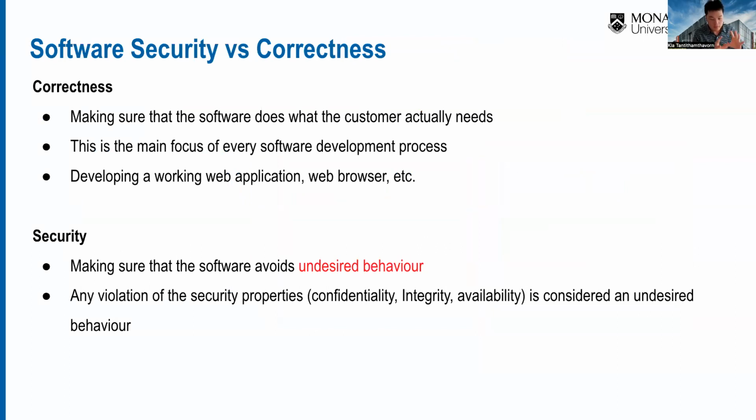When we talk about software security, the key question is how it is different from the functionality correctness that we talked about at the beginning of the unit. Functionality correctness means we develop the software to meet the end user's needs. But when software is well developed and of high quality, it doesn't mean that it is secure. So we want to make sure the software we develop avoids undesired behavior as well. That means we need to consider these three security properties: confidentiality, integrity, and availability.